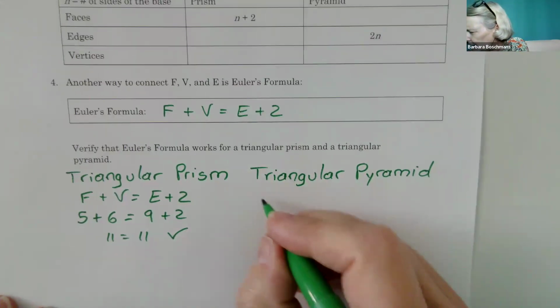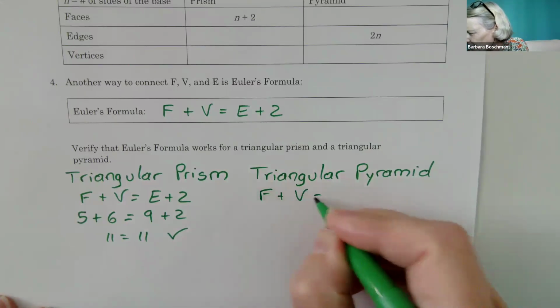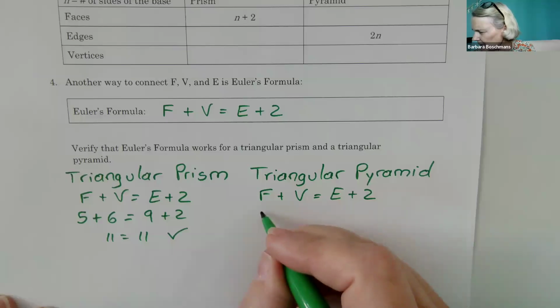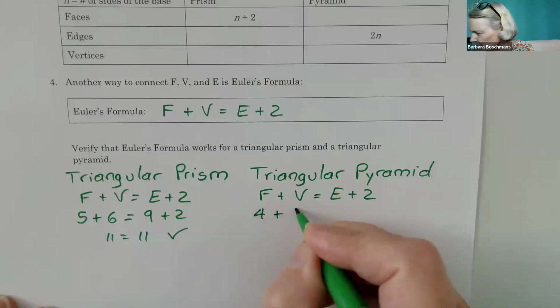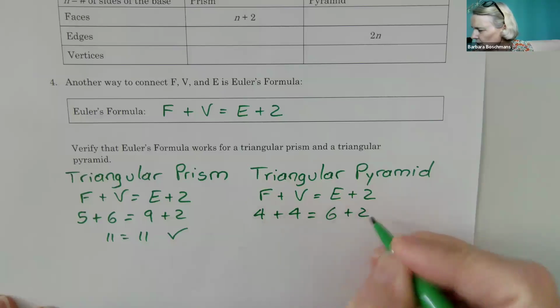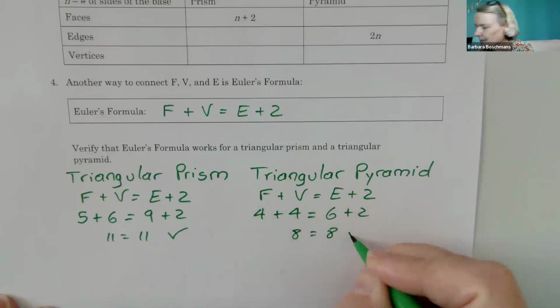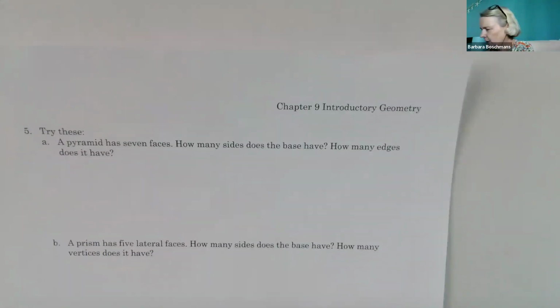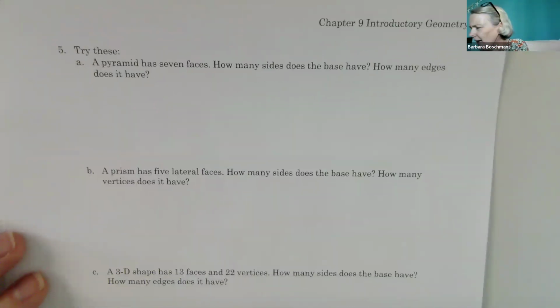Okay, I have faces plus vertices is edges plus 2. We also filled out the pyramid one. Faces was 4, vertices was 4, because they were equal. Edges was 6 plus 2, and 8 is equal to 8. Check. So it will work both for prisms and pyramids. Some applications of these formulas are on the last page.